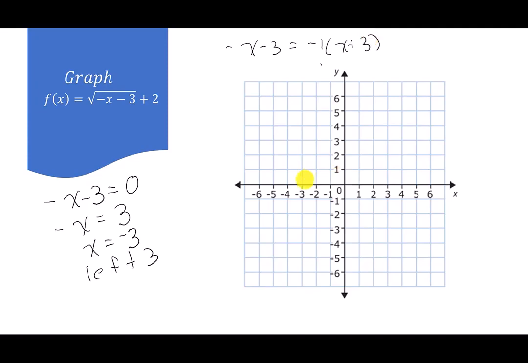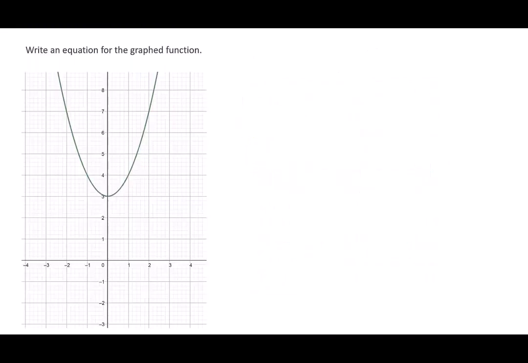So I know I'm supposed to go over to negative 3 because I went left 3, and then plus 2 says go up 2. So this is my starting point. And then this here, this negative says go to the left. So 1 over, 1 up, curve it around. Let's go a little bit backwards.